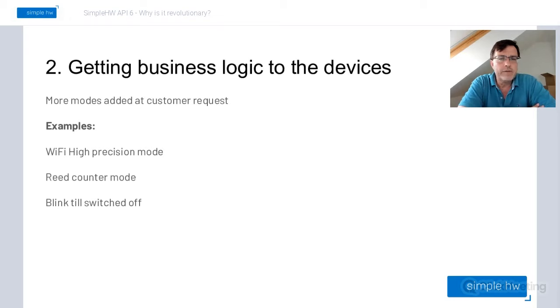And the last one that we have implemented was blink till switched off. Basically, someone presses the button, it blinks, until you press it again. So those are examples of modes that we have added recently.